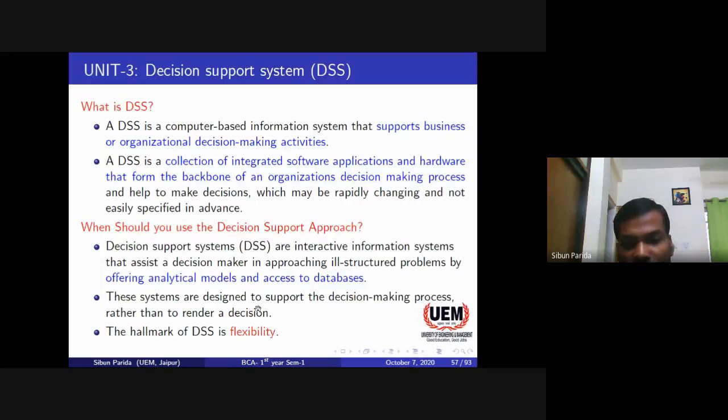These systems are designed to support the decision making process rather than to render a decision. The hallmark of a decision support system is flexibility. What do you mean by flexibility? Flexibility means easy to change. Today I have made a decision. Suppose after 2 days the system is not working, I should be able to change the decision which I have already taken. I can roll back my decision and alter it to a new decision so that it can work accordingly. So the hallmark of a decision support system is flexibility.